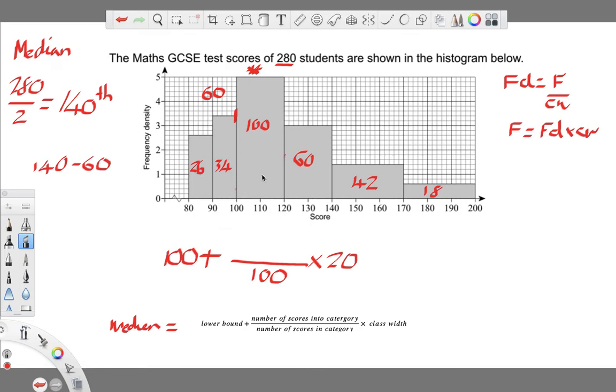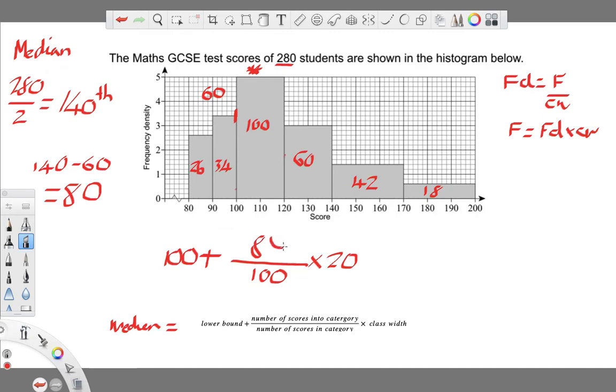So how have I worked that out? I've taken the value I'm searching for, taken away what we already have, and that will leave me with whatever's left in this category. So we've got to go 80 scores into this category in order to find the number of scores into that category. So it's 80 on top.